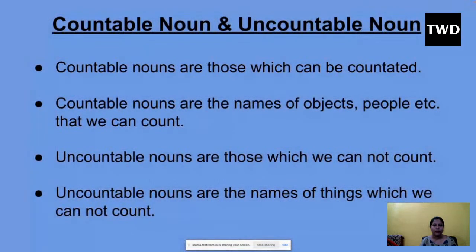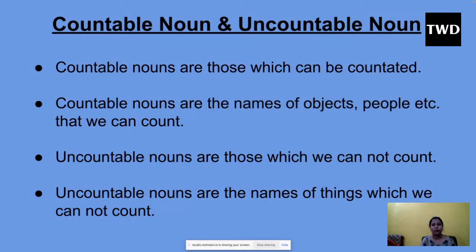Okay. Then countable noun and uncountable noun. You already have understood through the words what is countable noun, what is uncountable noun. So countable nouns are those which can be counted. How many books are there on the table? Can we count? Yes, we can. How many colors are there in the box? Can we count? Yes, we can. How many chocolates are there in the fridge? Can we count? Yes, we can count. So all these are countable nouns.